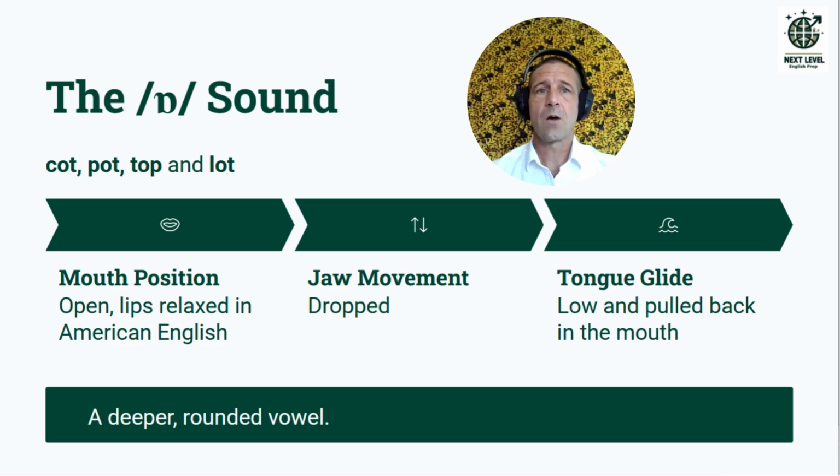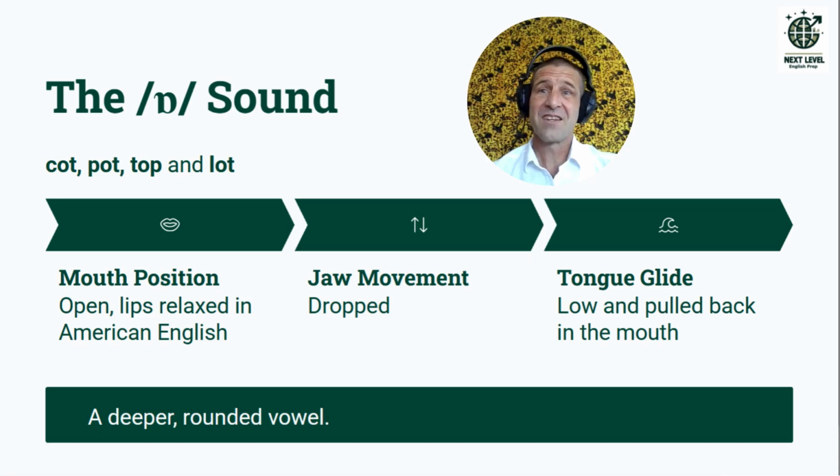You will hear this sound in words like cot, pot, top, and lot. It's a deeper, rounded vowel sound. Let me show you how we make it. Your mouth should be open with your lips relaxed. In American English, the lips are relaxed and not really rounded. Your jaw should be dropped down.